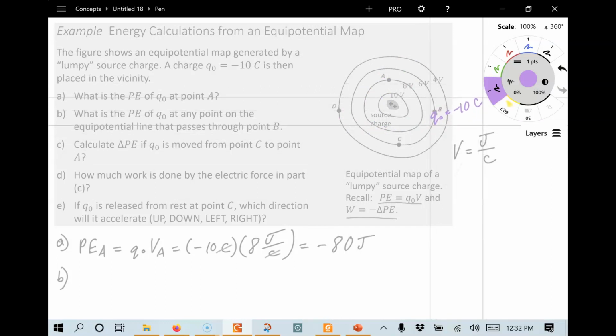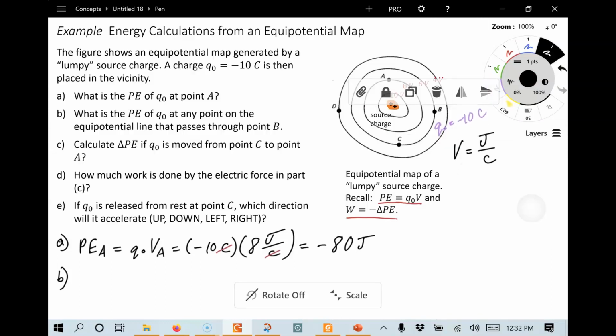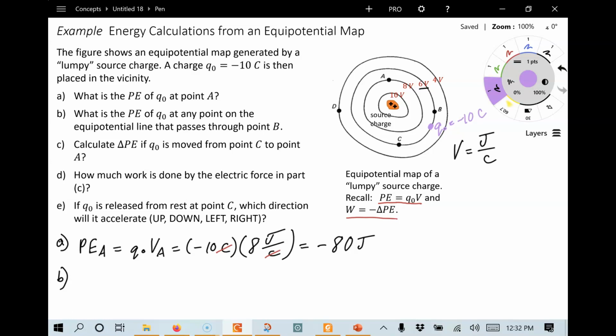Anywhere through point B, right? So anywhere on point B, we've got electric potential of 6 volts. So I can go right here if I want. I can stick the point charge right here. It's on the same equipotential line as point B. It's going to have 6 volts at that position in space. What's the potential energy there? Let's calculate it.